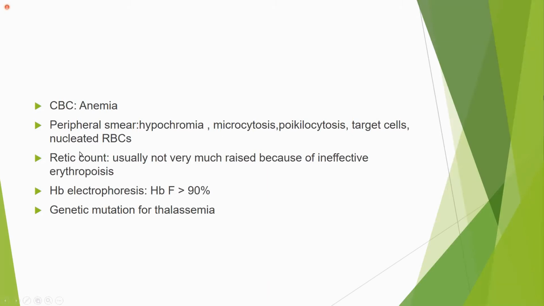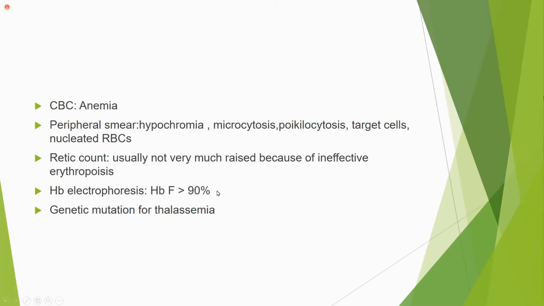Then the further diagnostic test which is available for thalassemia is the genetic mutation for thalassemia. Now, in which cases will we go for the genetic mutation? Usually we go for the HB electrophoresis or the HPLC, and we don't go for the genetic mutation. But there are conditions in which HB electrophoresis cannot be helpful.